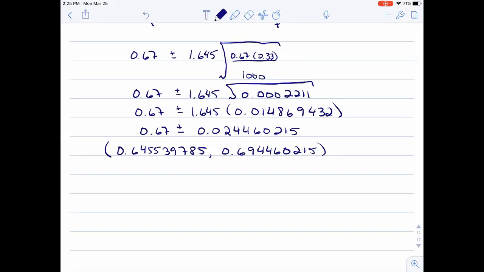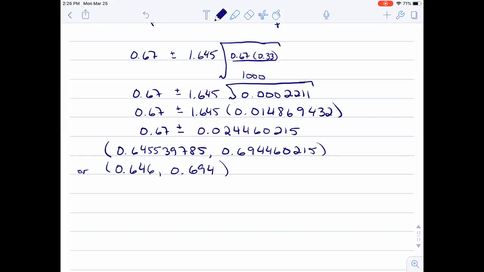But just looking at this, if I round to 3 decimal places, that's safe, right? It's showing that, hey, here's the difference between the two, right? And so, 0.646 up to 0.694. And if you wanted to, you can convert them to percentages, but I'm just going to leave them as they are.